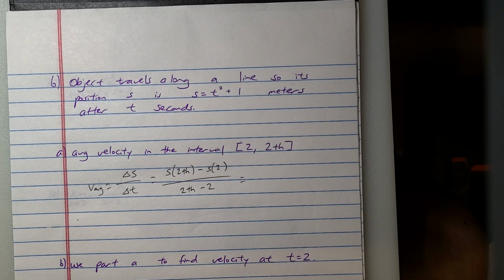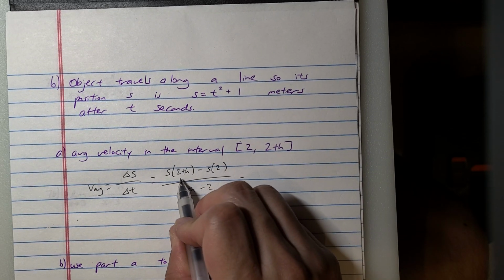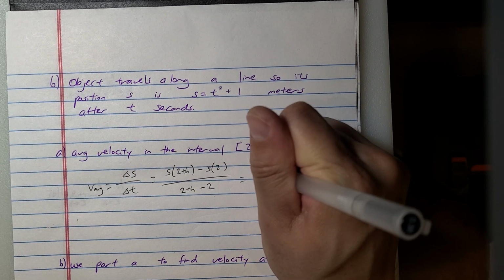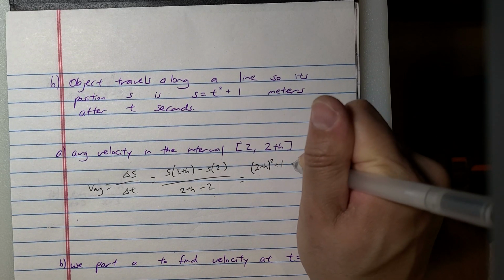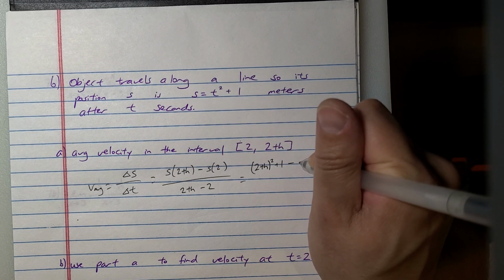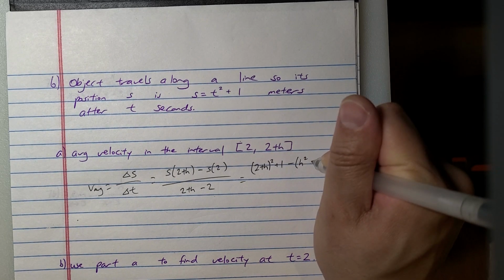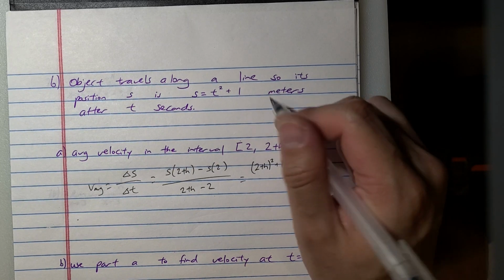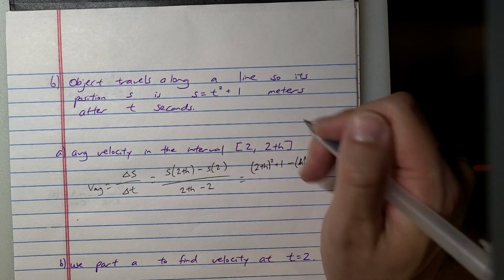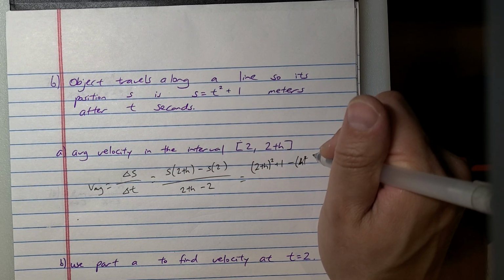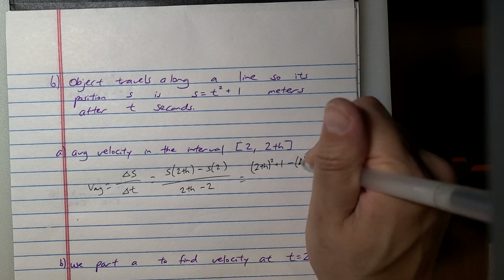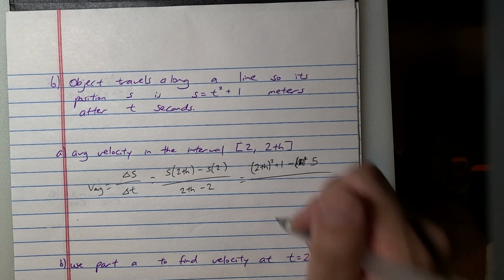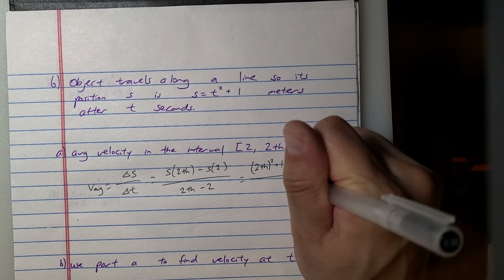So when we plug in 2 plus h into here, what do we get? We get 2 plus h squared plus 1 minus, if we plug in 2, that would just be minus 2 squared plus 1, which is 5, so minus 5. Sorry, it's a little messy. All over 2 plus h minus 2, so that's just h.